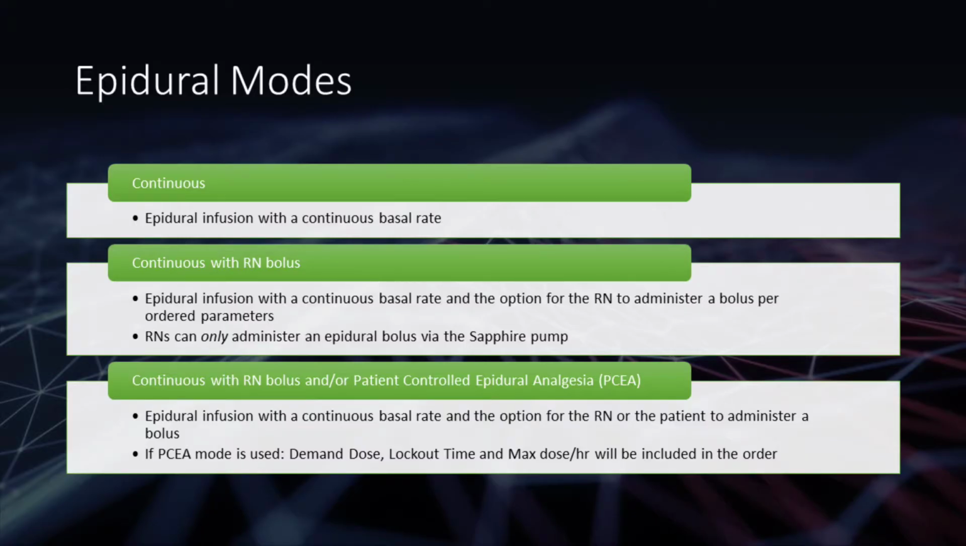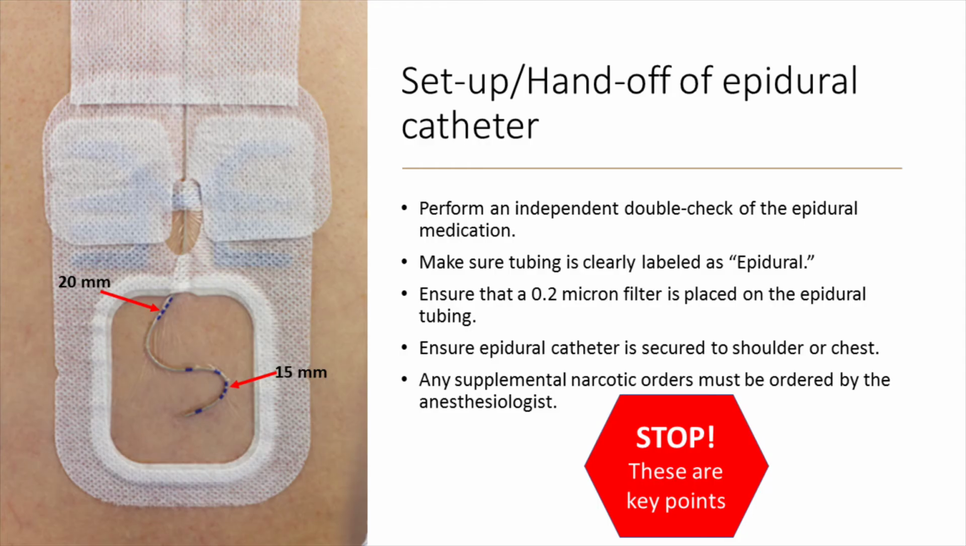Epidurals can be programmed in various modes. These include continuous infusion, continuous with an RN or clinician bolus, or patient-controlled epidural analgesia or PCEA mode. It is vital that you perform these steps during any handoff in care. Please note the marking depicted here. A cluster of 3 dots together equals 15 millimeters. A cluster of 4 dots together equals 20 millimeters, and so on.